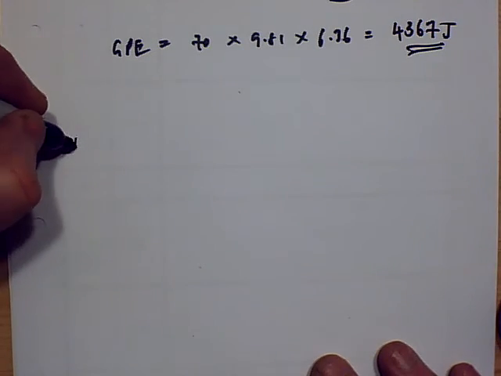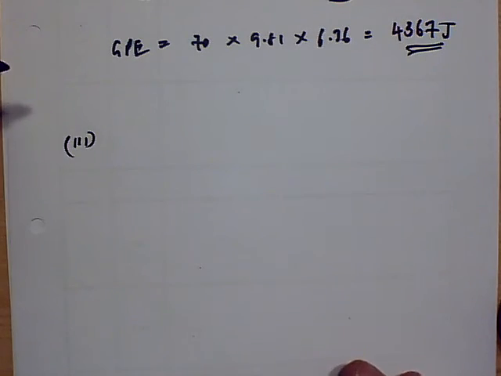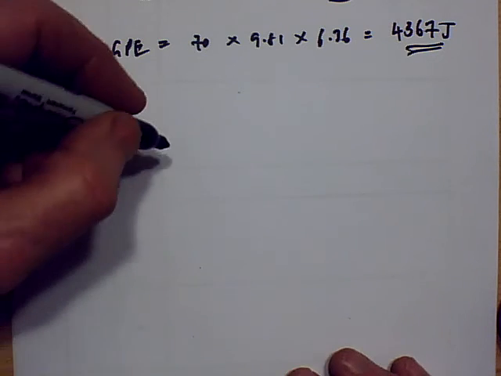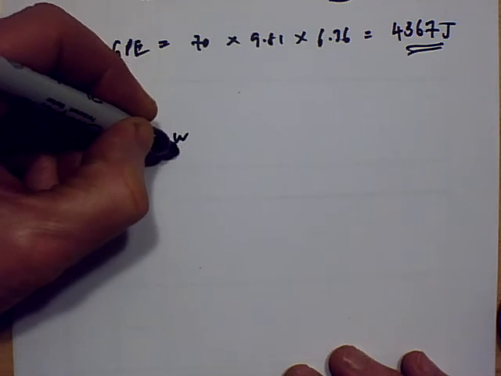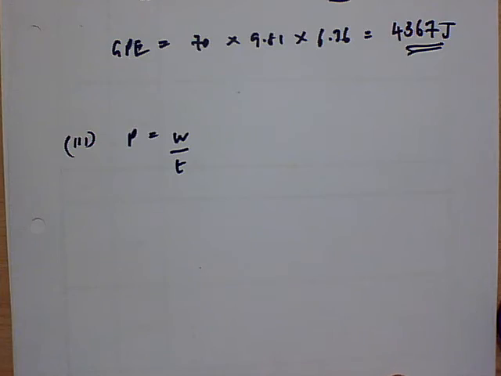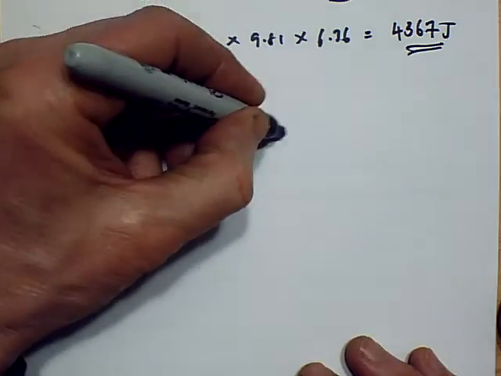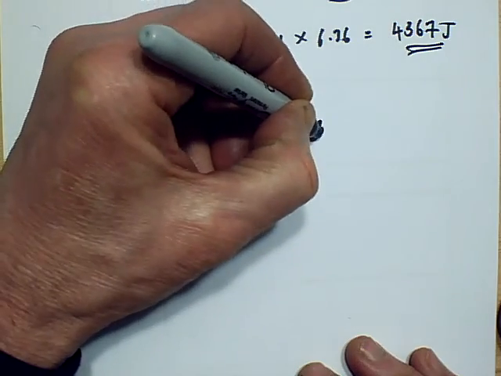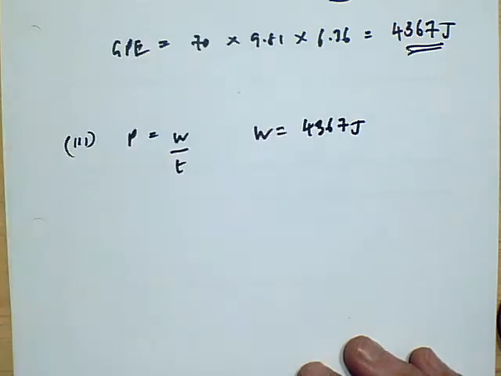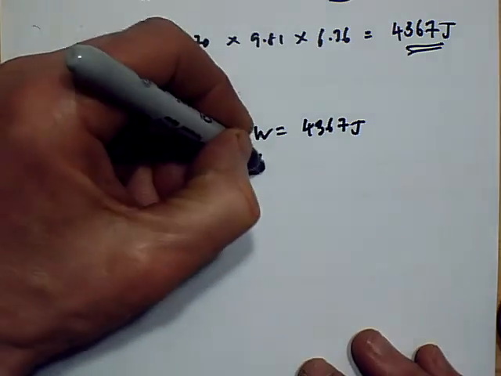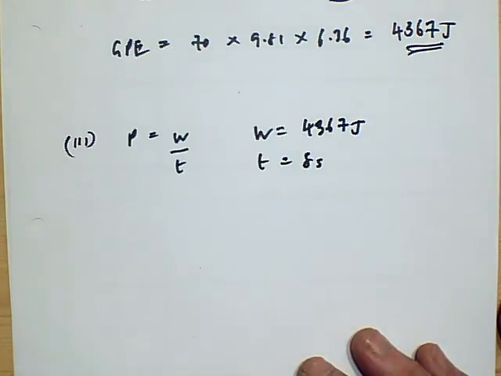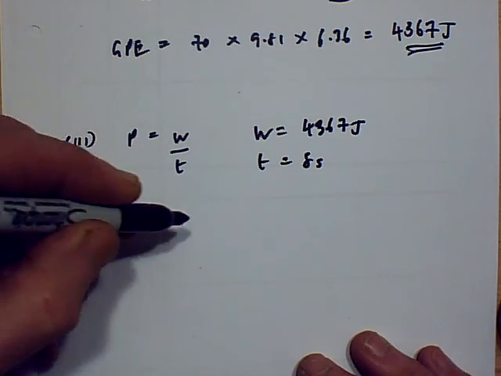Part 3: calculate the power required to lift the person from the bottom to the top of the escalator. How to do that? Well, power is work done divided by time. We know the work done is what we just had, 4367 joules. We know the time is 8 seconds, that's what it takes to go to the top. So therefore, power is straightforward.